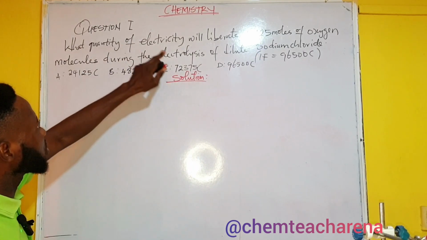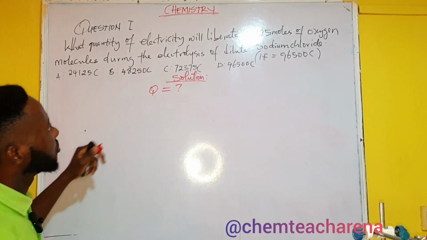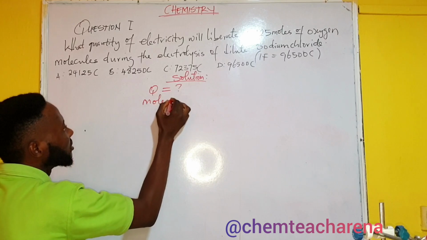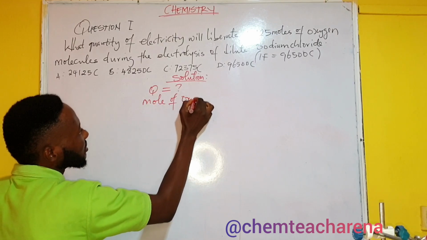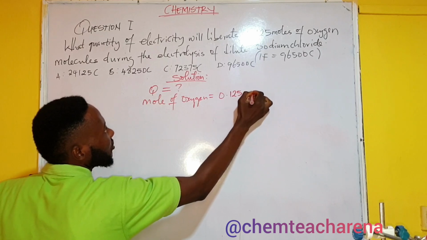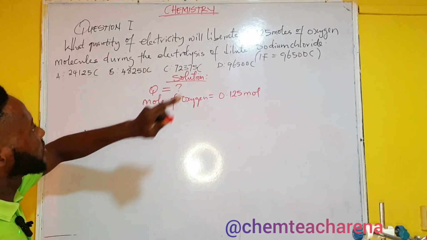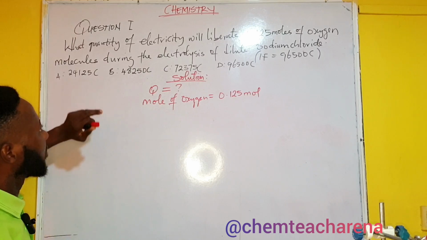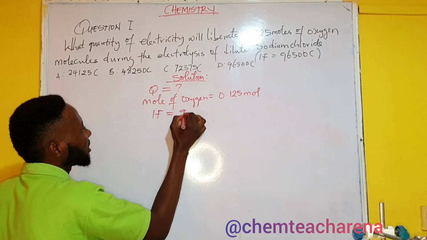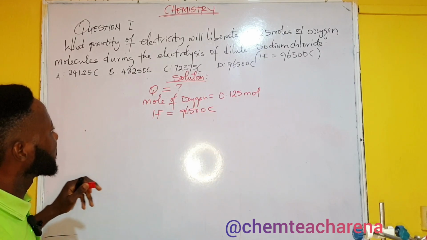Alright, now, what quantity of electricity Q is equal to unknown, will liberate 0.25 mole of oxygen, which is equal to 0.125 mole of oxygen, during the electrolysis of dilute sodium chloride. Then 1 Faraday is equal to 96,500 coulomb. Now let's quickly solve this question.